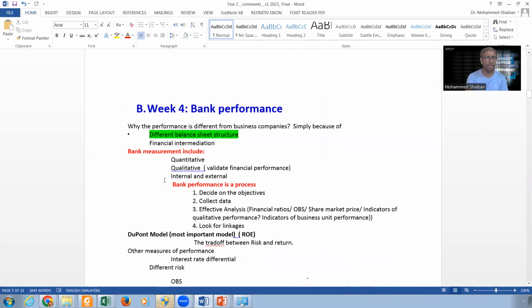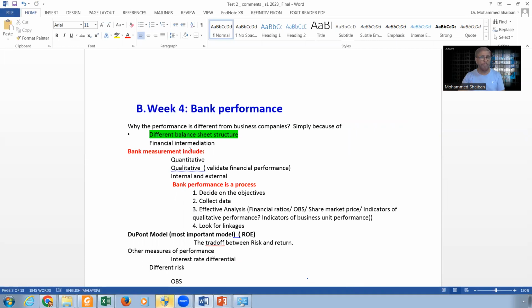And in bank performance, we have to understand that there is a different balance sheet structure between financial intermediaries like banks, insurance companies, and any other financial institutions, and the usual corporate firms. Because of financial intermediation, when we take deposits, we call it a liability, and when we give a loan, we are just working as a middleman, but actually we consider it as an asset.